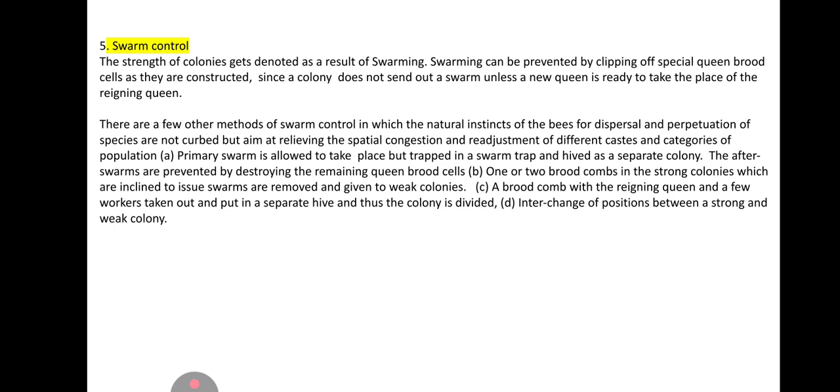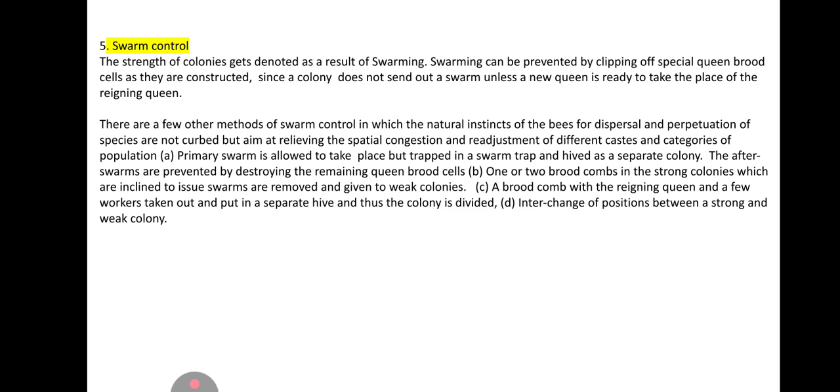There are a few other methods of swarm control in which the natural instincts of the bees for dispersal and perpetuation of the species are not curbed, but aim at relieving the congestion and readjustment of different castes and categories of population. The primary swarm is allowed to take place but is trapped in a swarm trap and hived as a separate colony.